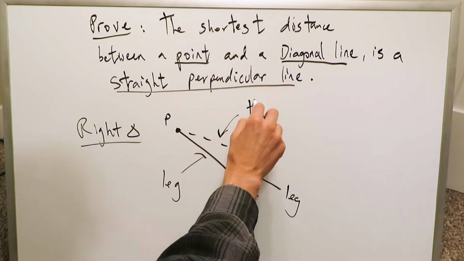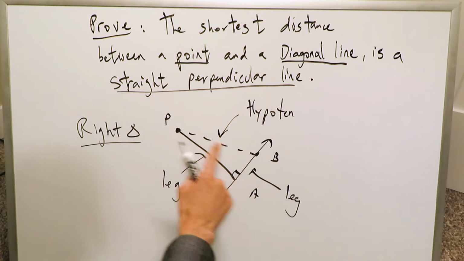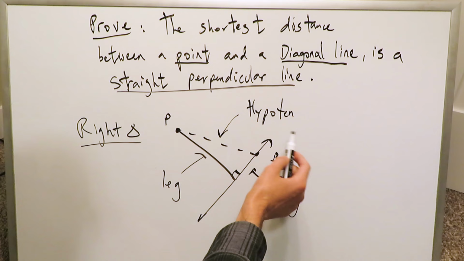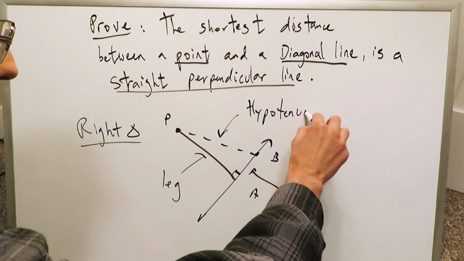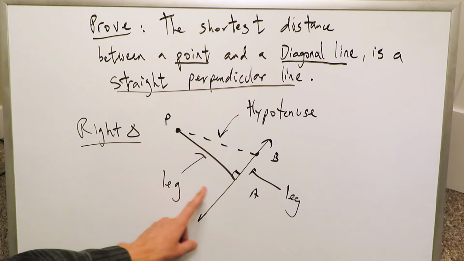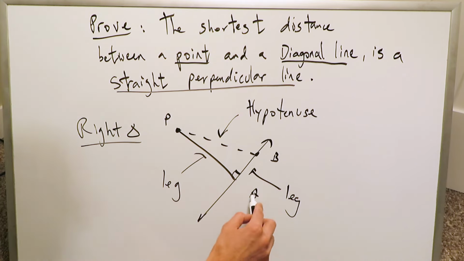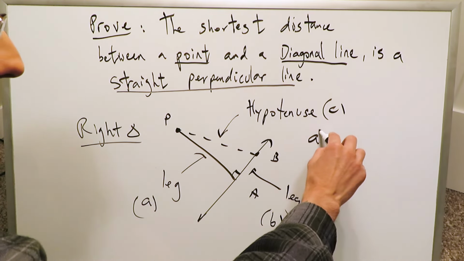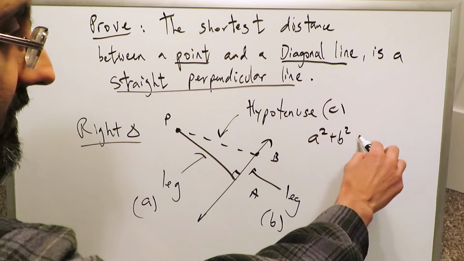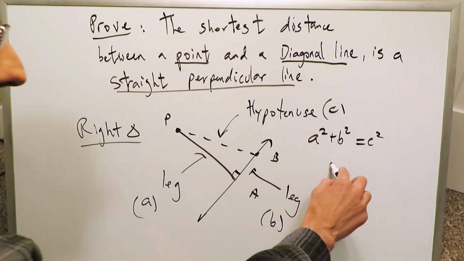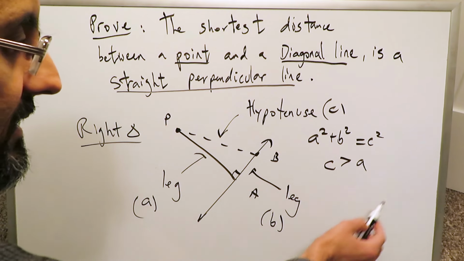But what stands out is this fact right here. This specific side, P to B, is a straight segment, but it's a hypotenuse. It's no longer a leg. And what do we know about the hypotenuse in contrast to the legs of a right triangle? Well, if you call this side a, this side b, and this side c, we know there's a specific theorem, the Pythagorean theorem: a squared plus b squared equals c squared. In all instances for a right triangle, the dimension c is always larger than a.